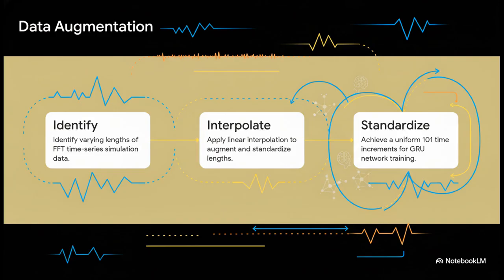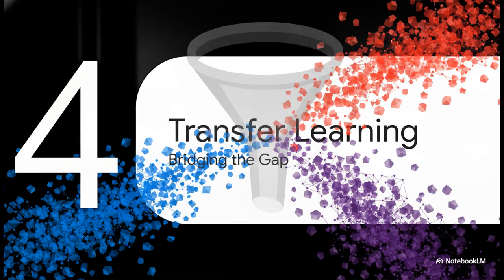To fix this, the researchers used a really clever data augmentation technique. They identified the varying lengths of the FFT data and simply applied linear interpolation to stretch and standardize all of them to a uniform 101 time increments. This didn't just solve the formatting nightmare, it actually enriched the temporal correlations without requiring a single extra second of expensive simulation time. Which brings us to Section 4, Multi-fidelity Transfer Learning, Bridging the Gap.